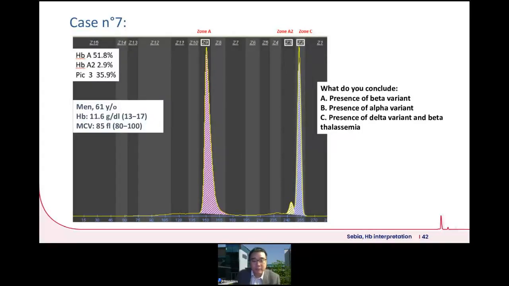So how about this case? You see a major peak in hemoglobin in zone C, and hemoglobin A2 percentage is within the reference range. So major splitting, it's most likely the presence of a beta variant.